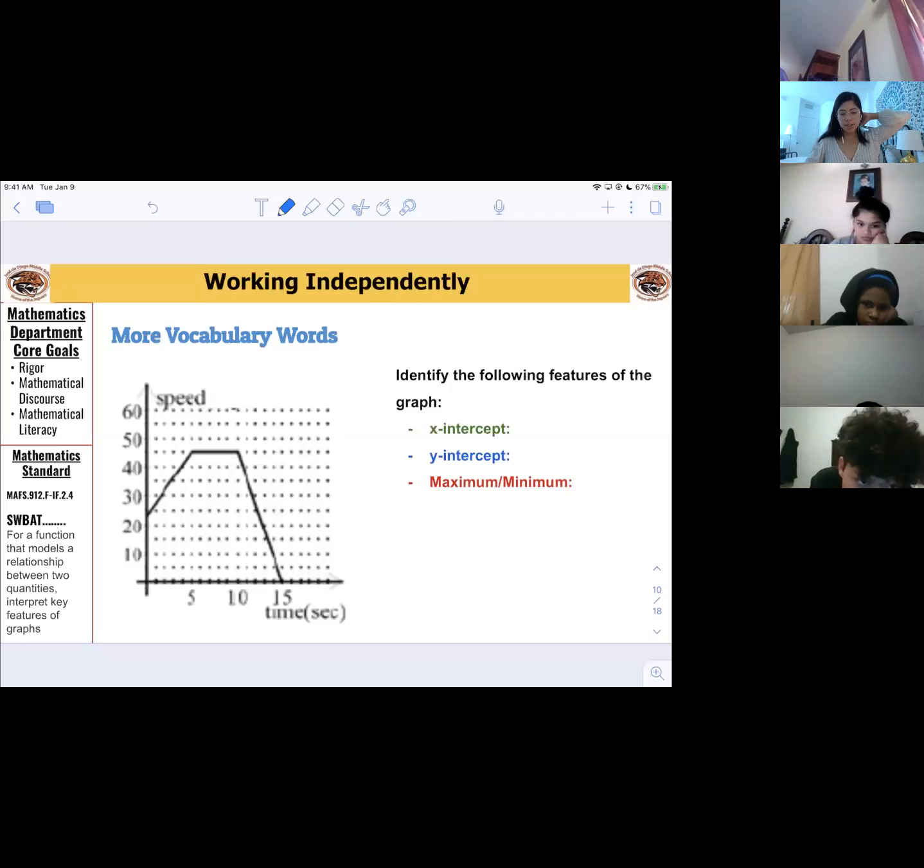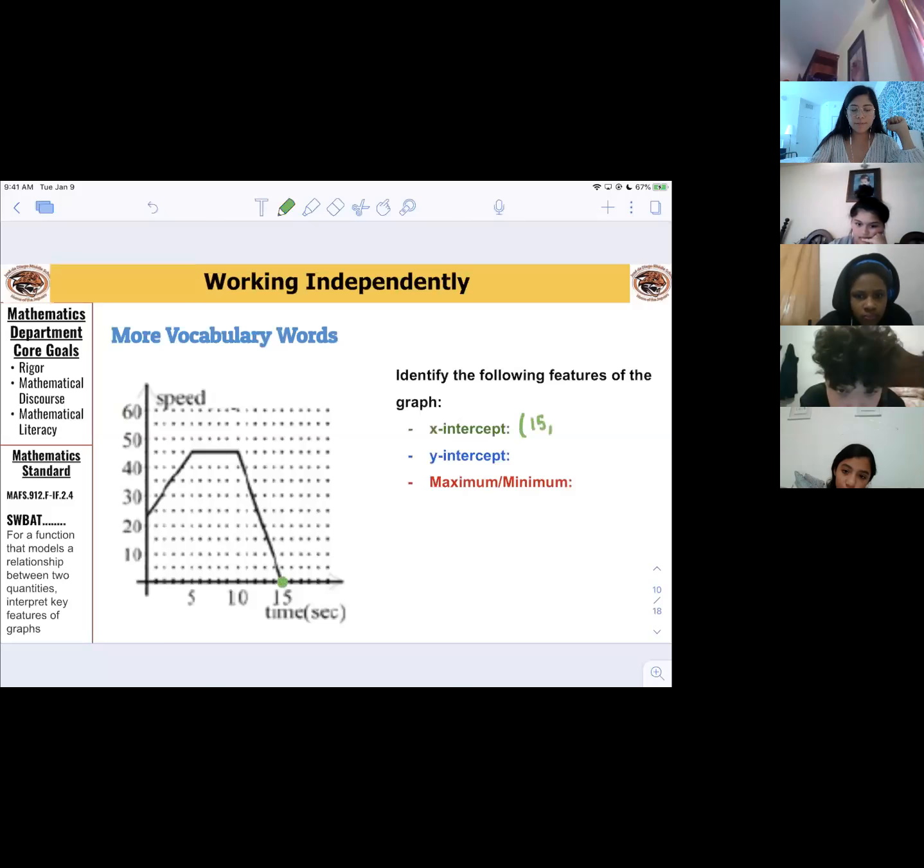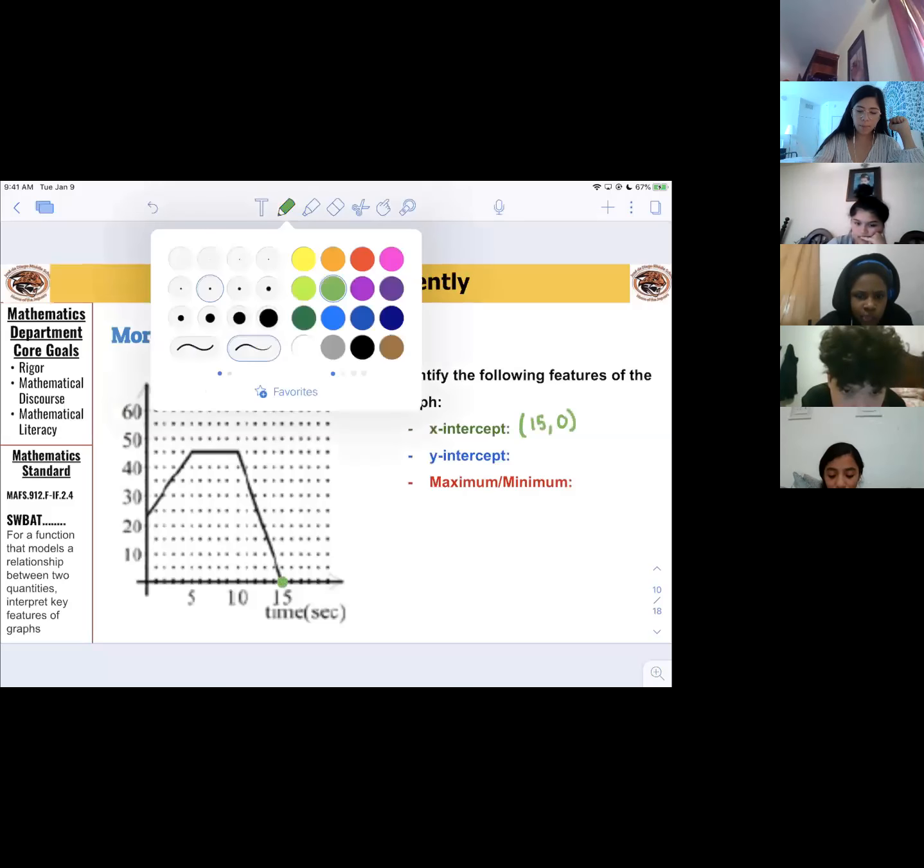Okay, so that 30 seconds is up. Now I would just like 3 volunteers. So who would like to go first for the x-intercept? 15. Good. But remember we're gonna use the whole coordinate point, so that's gonna be 15, comma 0. Good. How about my y-intercept?